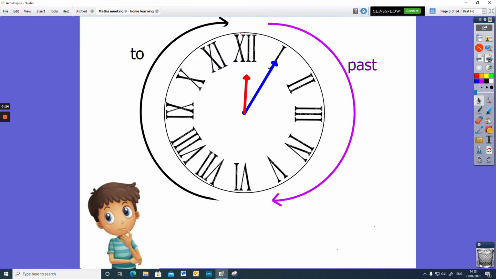Okay, let's begin. I'm going to tell the time first of all. We've got our Roman numerals on our clock today. Have a look. Are we going past? Are we going to? I want you to write the time in either analog, digital, or you can challenge yourself and do both. Okay, pause the video now.